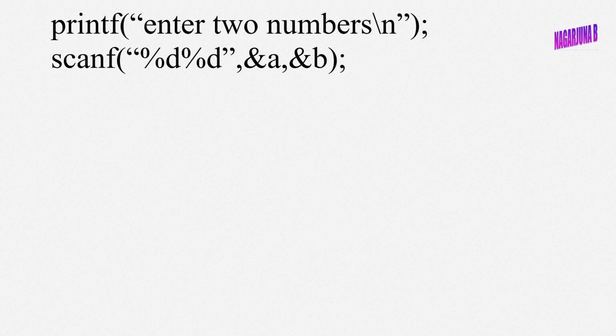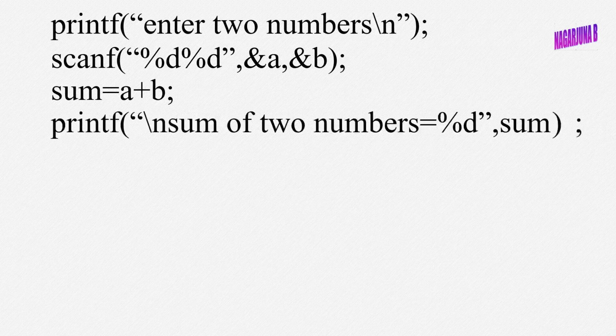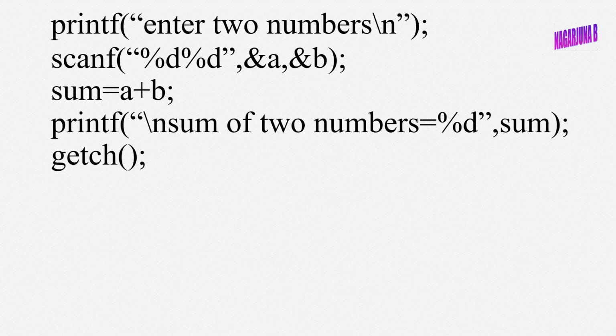Then we need to find the sum, and that can be written as sum = a + b; This is an example of an arithmetic operator. Then I need to display the result. For that purpose, printf within the brackets, double quotes, "\n sum of two numbers is equal to %d" close, comma sum; Then getch(); Then end the main by writing the closing curly brace.